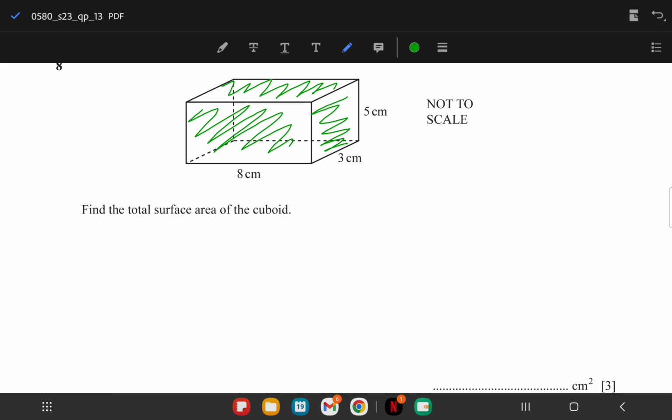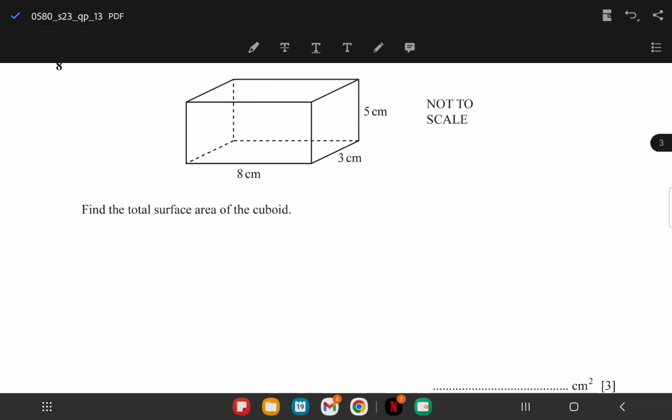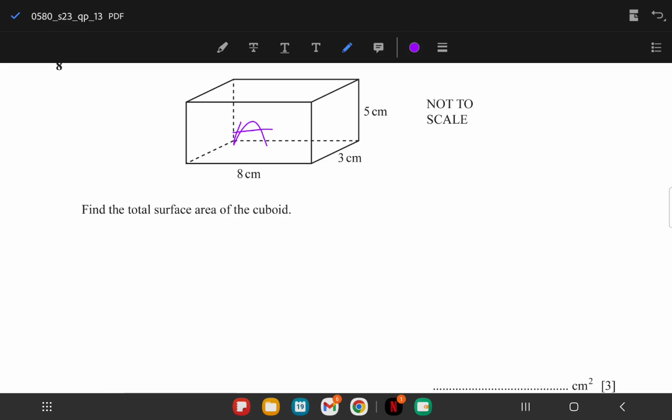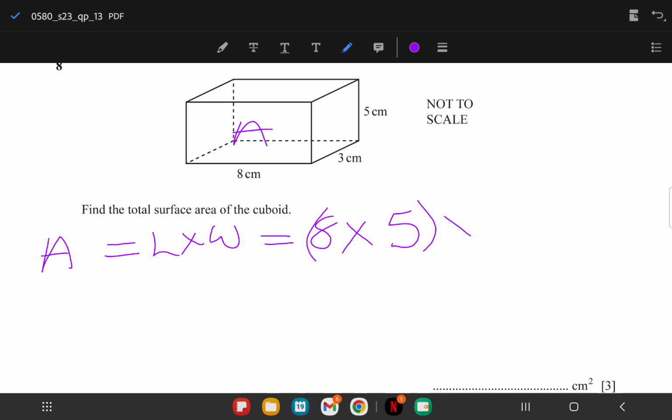So what am I going to do? I am going to start with my front face, okay? So for my front face, this one in purple, it matches with the back one as well. The area of that, the area of A, is equal to length times width, which is equal to 8 times 5, okay? And because I have two sides that are the same, I'm going to go on and say times 2 so that I can save on time. 8 times 5 will give me 40. 40 times 2 will give me 80, like that.